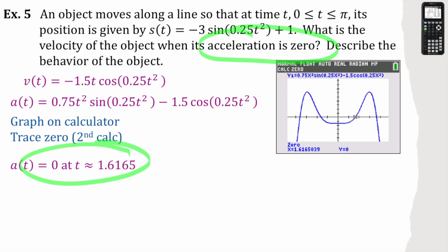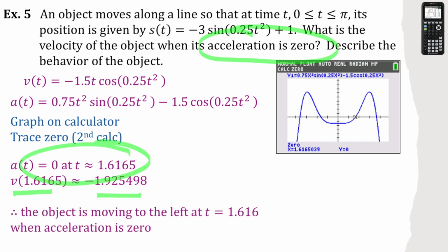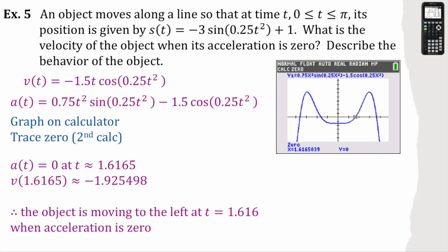Now what's the velocity at that time? Again, have your calculator do the heavy lifting. Just plug that into your calculator to get a velocity of negative 1.925 and so on. Now we can describe what's happening to the object. The object is moving to the left because velocity is negative.